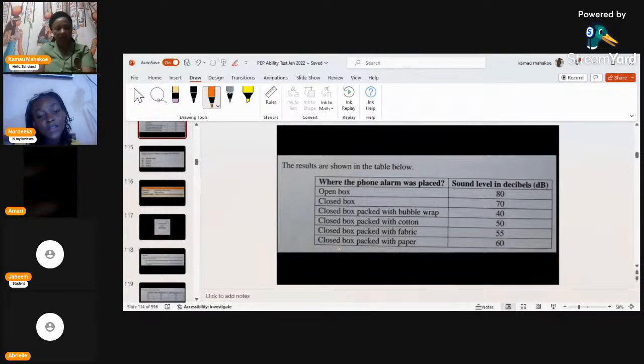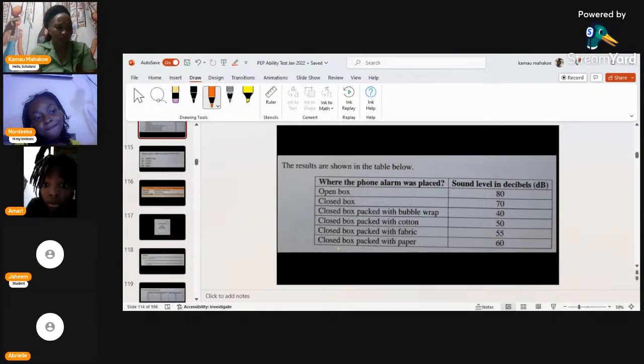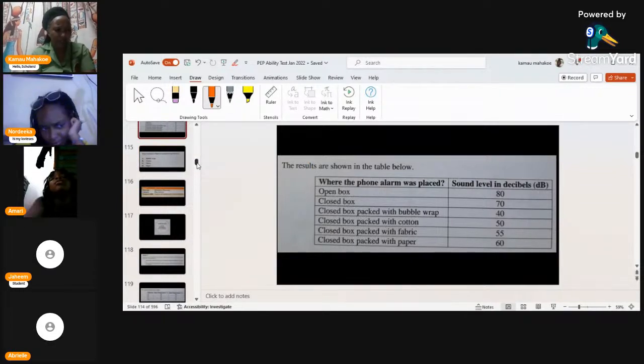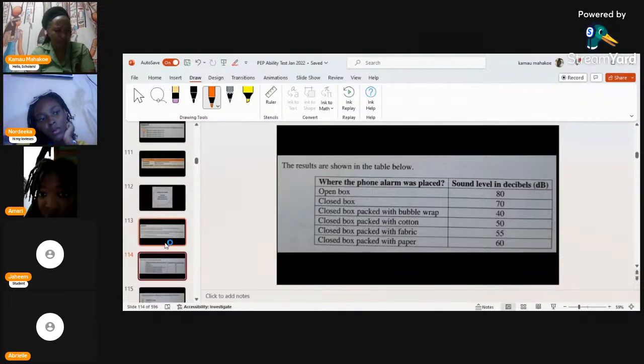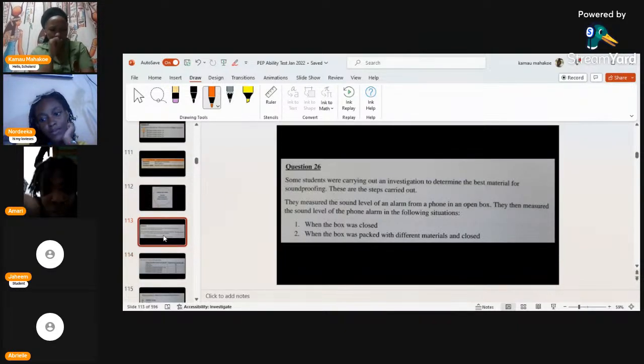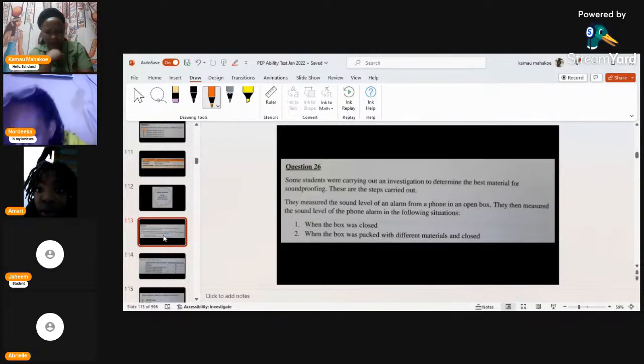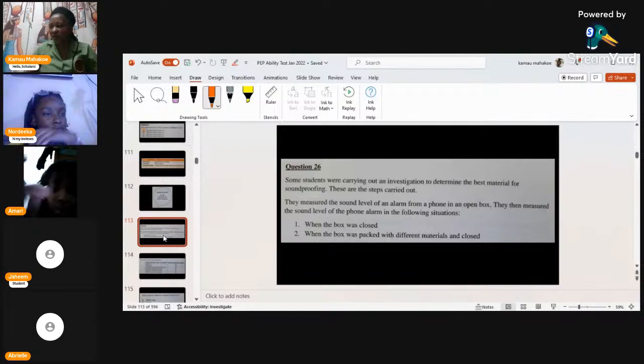Okay. So what's happening here? What are they trying to find out? What is the experiment? What's the objective of this experiment? To determine what? To find out what? To investigate, to determine the best material for soundproofing. What does soundproofing mean? What does it mean to soundproof something?